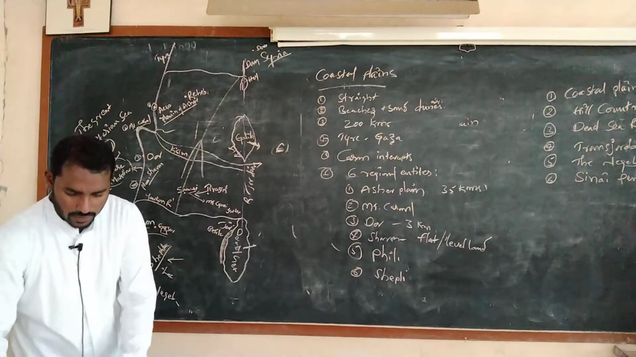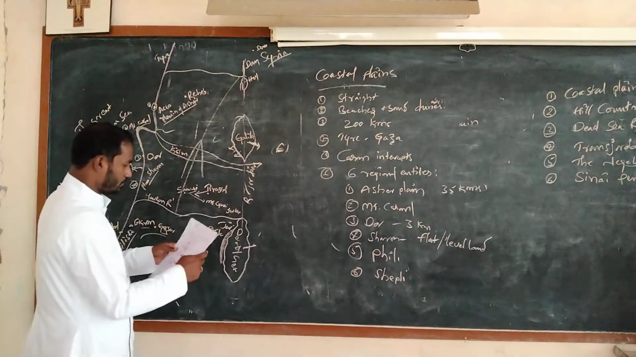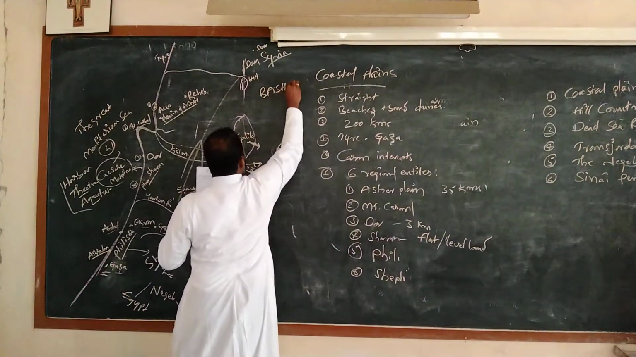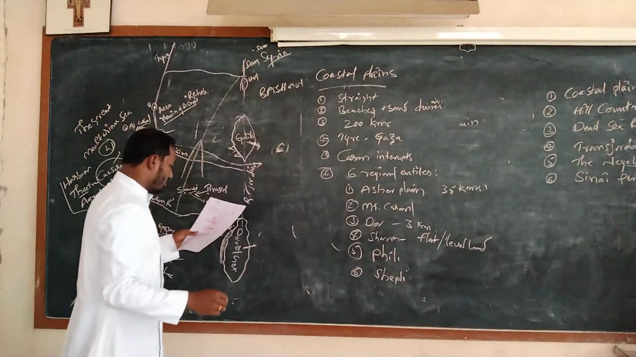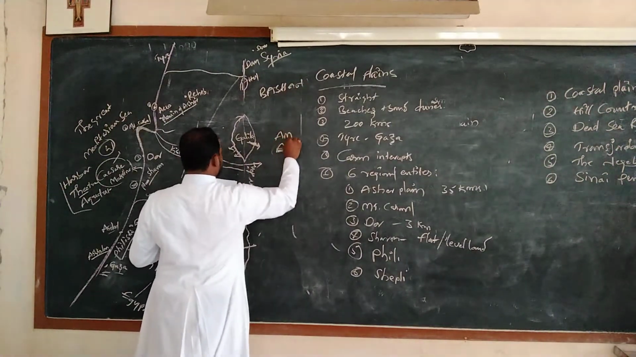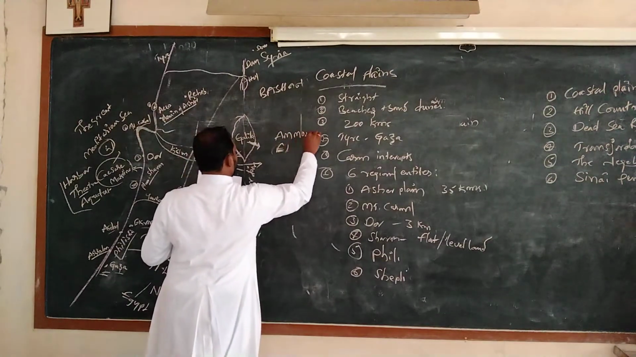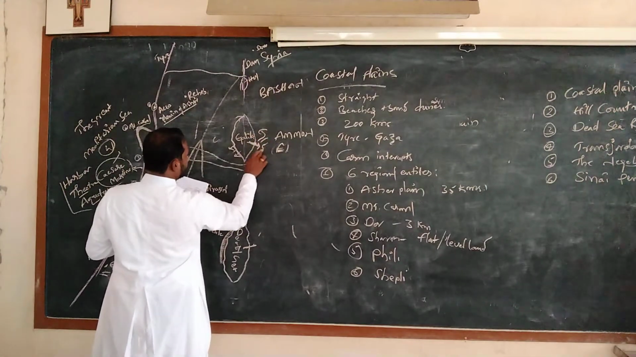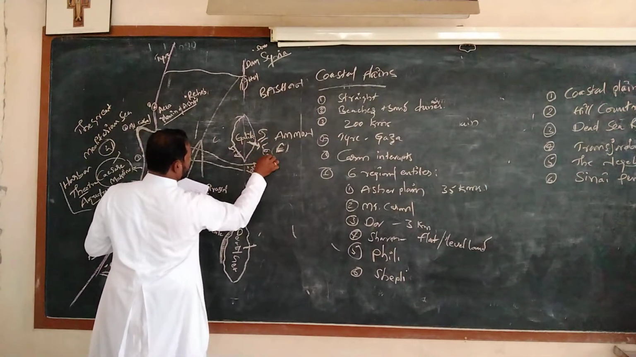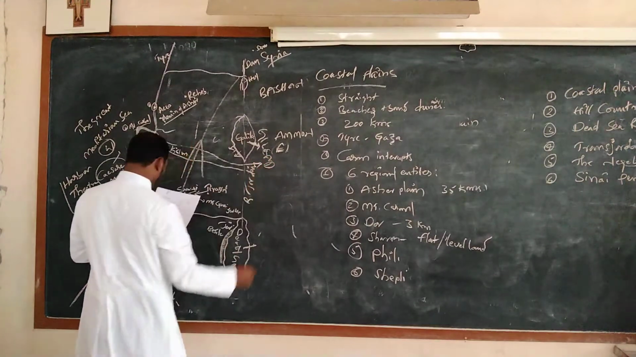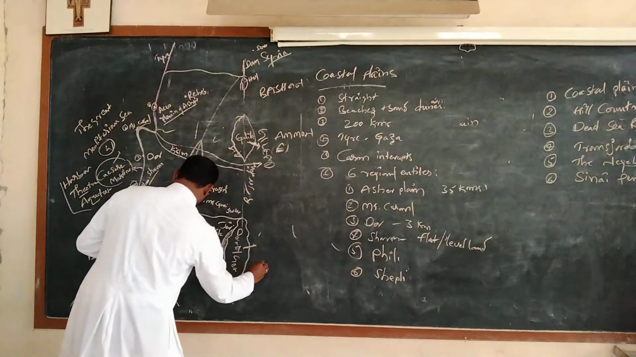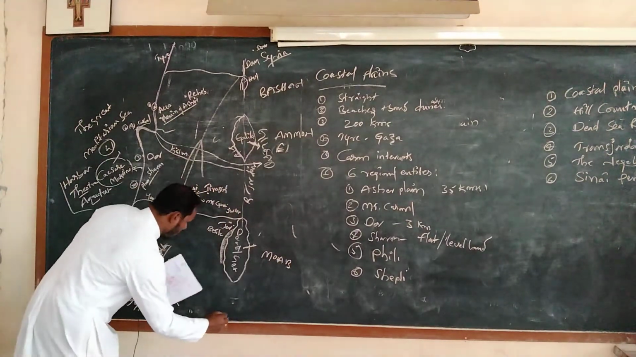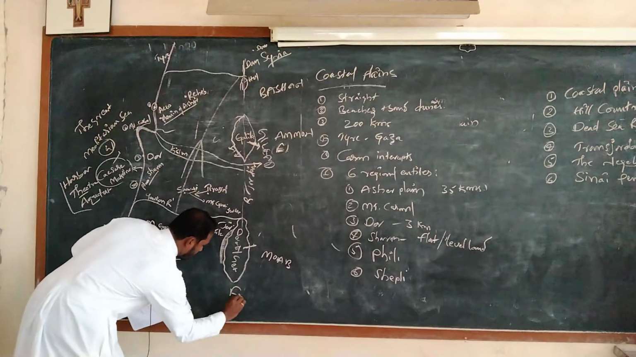Here we have Bashan. All this we read in the Bible, okay? That's why we should know Bashan. Then Ammon. Then we have Gilead. Then we have Moab here. Then below the Dead Sea is Edom.